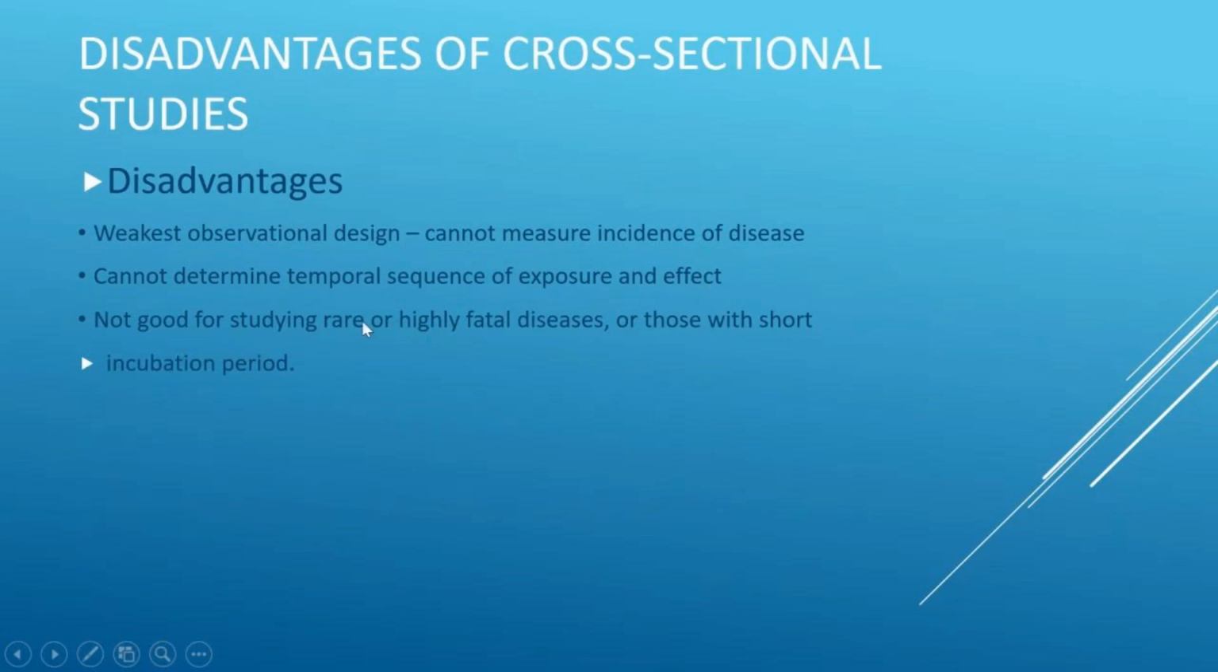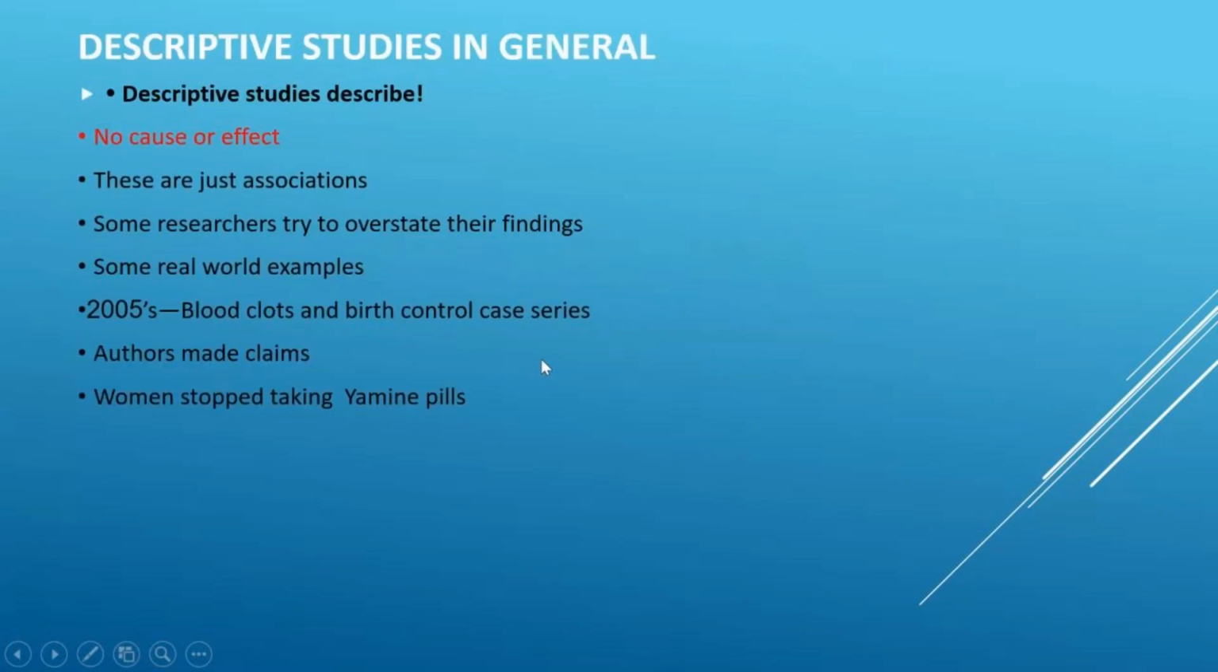These are not good for studying rare or highly fatal diseases or those with short incubation period. Why? Because usually they will not give you information on the incidence of the disease, when the disease occurred. So they are just telling you about the prevalence, that is how many people with a certain disease or the risk factor are present in a society. So these are good if you're looking at the prevalence of a disease.